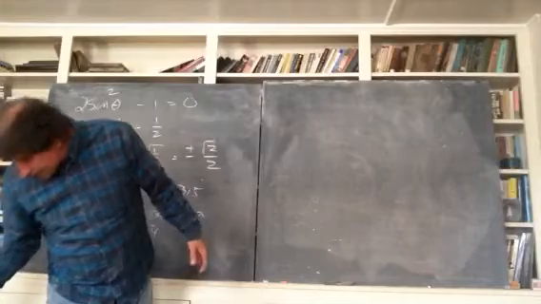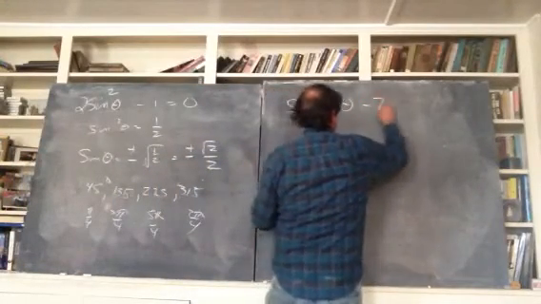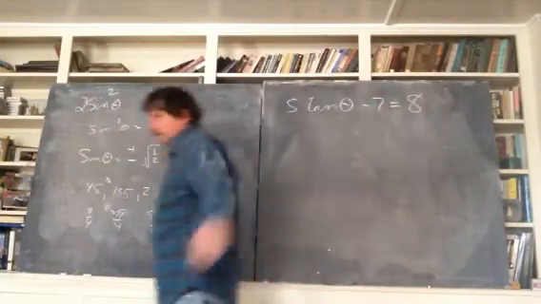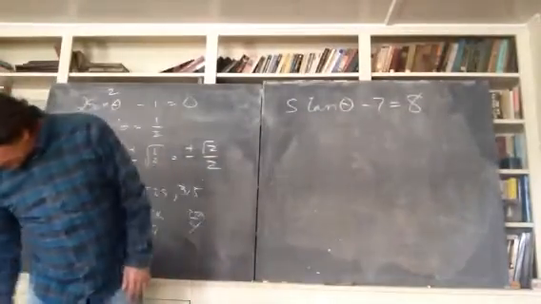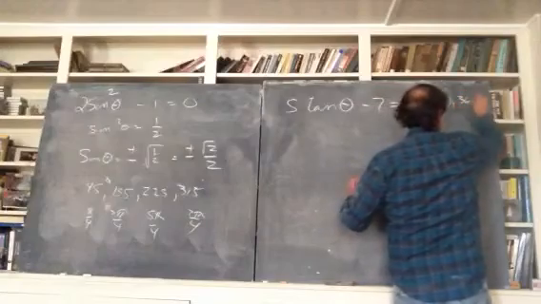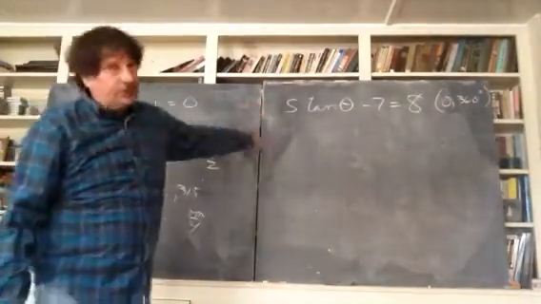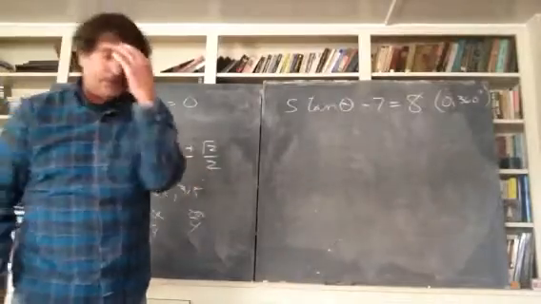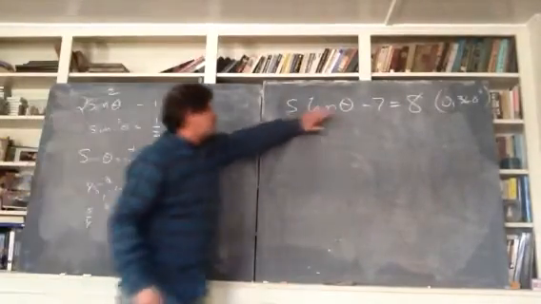5 tangent theta minus 7 equals 8. I have it in degree. I have it in both. Let's put it in degrees, I guess. First, in calculus, please get used to radians and get used to pressing buttons with radians. But here we go. So now here's the variable.